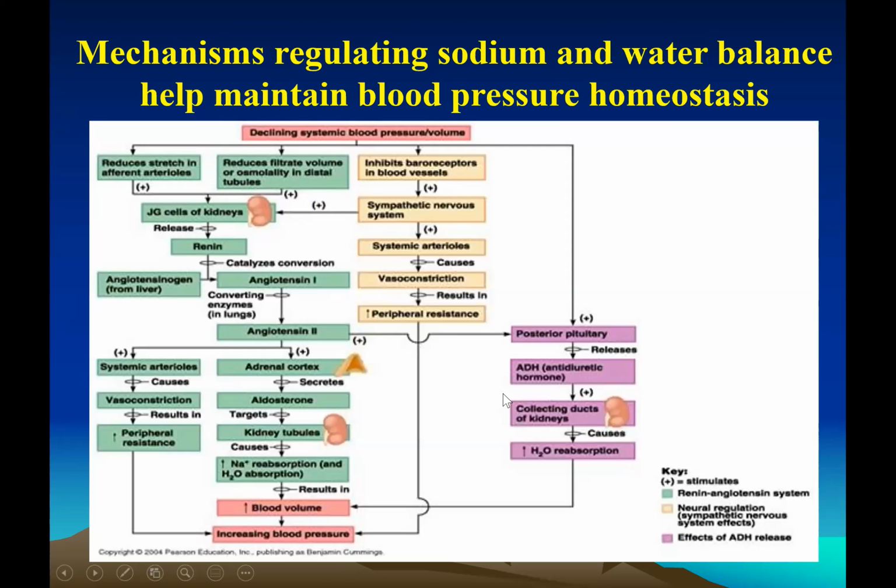This slide is a summary slide of everything that I've told you. So everything in green is the renin, angiotensin, aldosterone system. What's shown in orange are the baroreceptors, the natriuretic peptides, and antidiuretic hormone and its effect on holding on to water is shown in pink. So this is a summary slide as to how all the different body organs are working together to maintain homeostasis of blood pressure and blood volume.